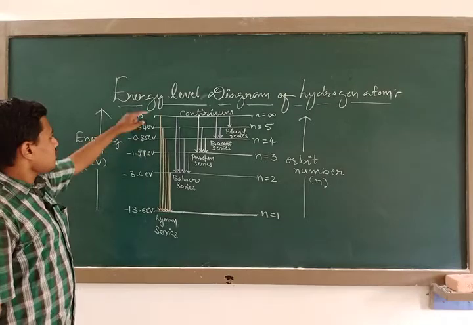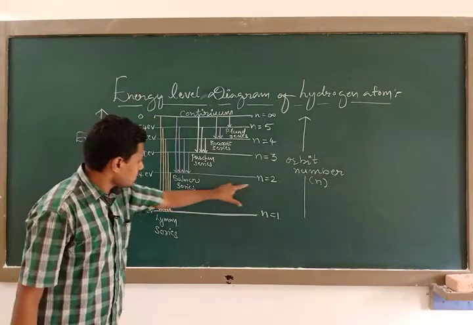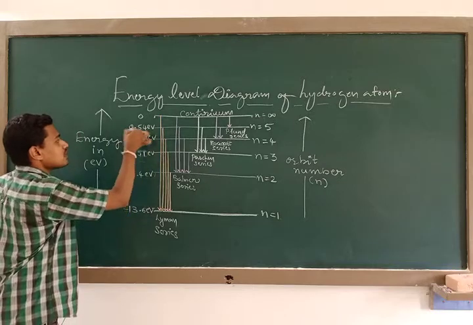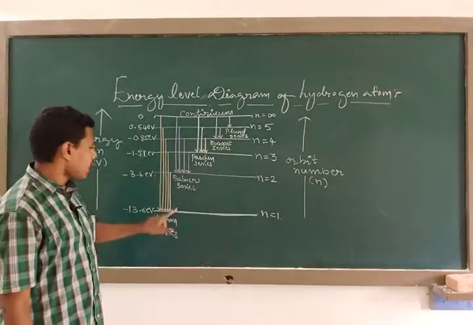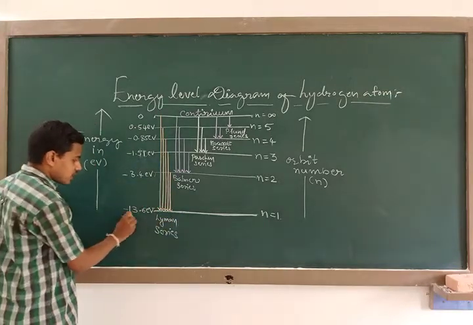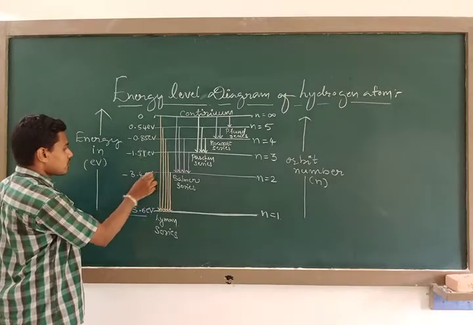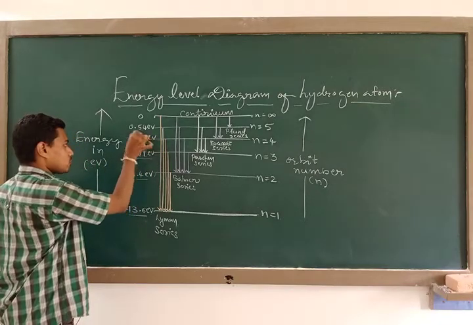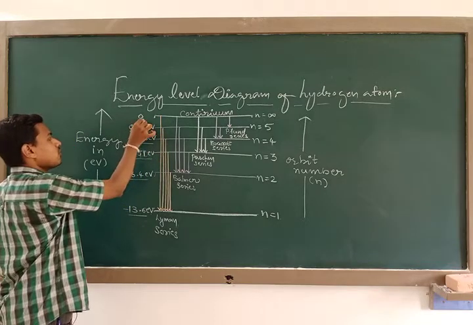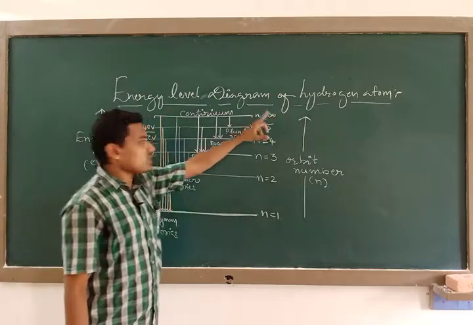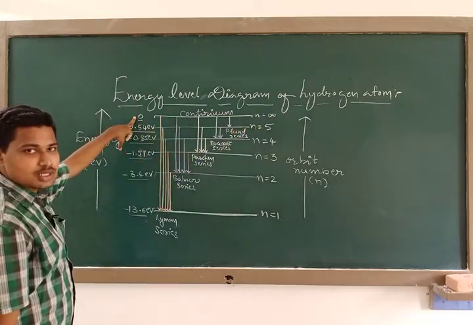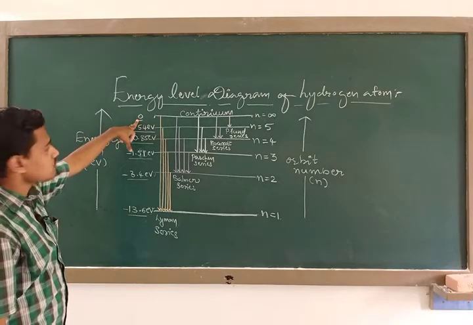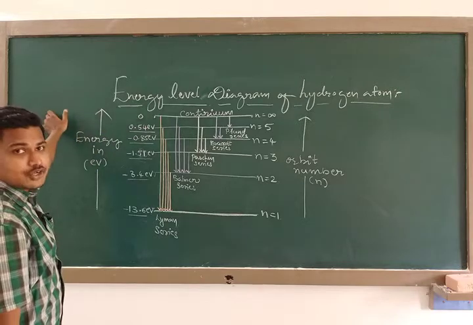Whatever horizontal lines are there in this figure, they represent the discrete energies associated with the orbits of the hydrogen atom. For the first orbit, the energy will be minus 13.6 electron volt. For the second orbit, minus 3.4 electron volt. For the third orbit, minus 1.51 electron volt. For the fourth orbit, minus 0.85 electron volt. For the fifth orbit, minus 0.54 electron volt. If I take n equal to infinity, then the energy becomes 0 electron volt. It means at an infinite distance from the nucleus of the hydrogen atom, the electron will have 0 energy. That is nothing but the final condition here.